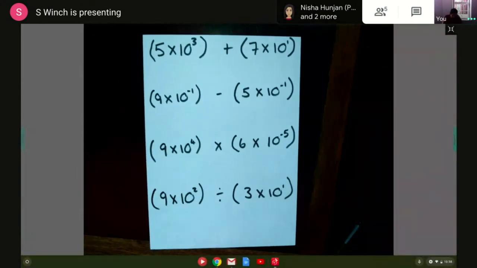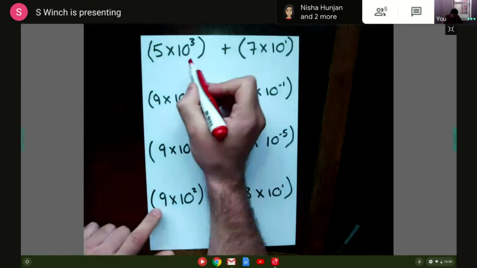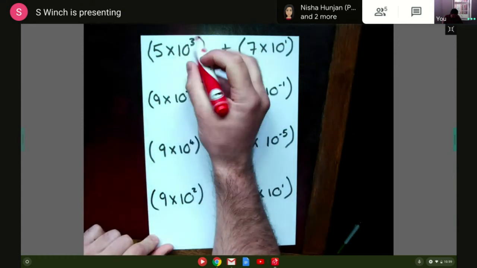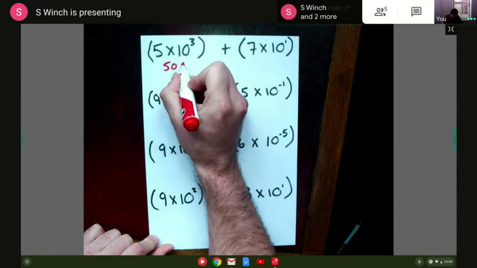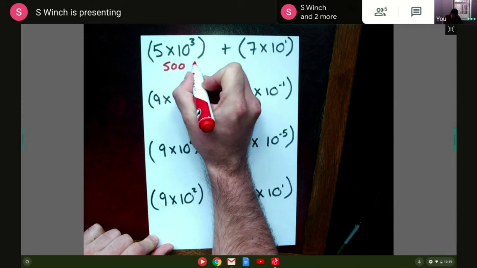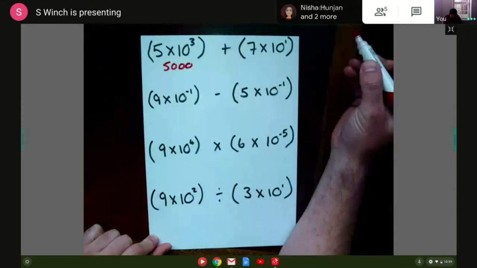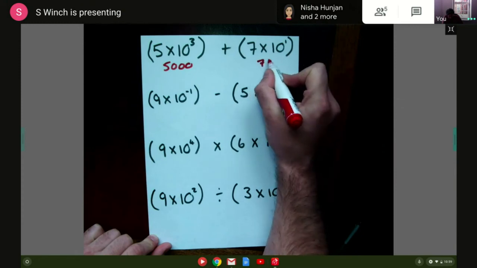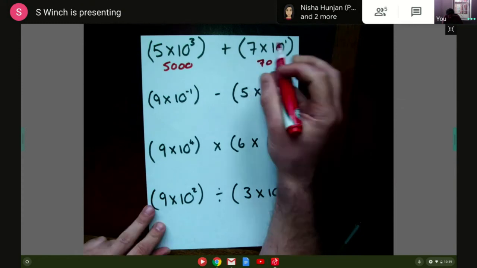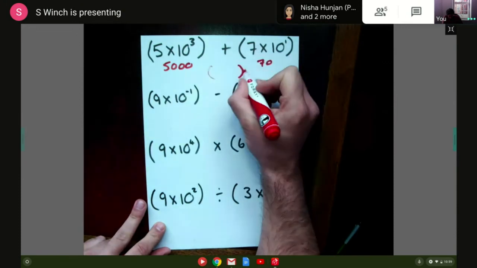So here's 4 questions. And if I can just fly through these, we've got 5 times 10 cubed plus 7 times 10 to the power of 1. So let's do a bracket at a time. We know that 5 times 10 cubed is 5,000, sorry. And 7 times 10 to the power of 1 is 70. Of course, 5,000 add 70 gives us a grand total of 5,070.